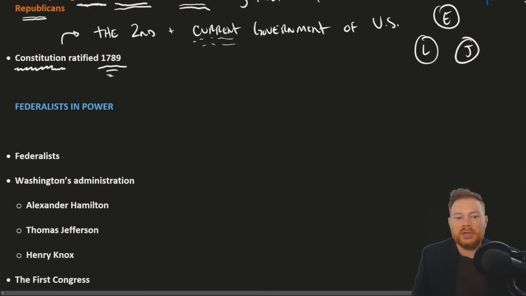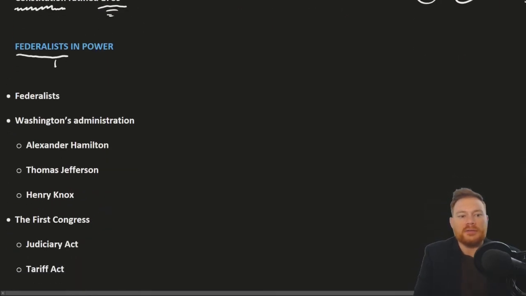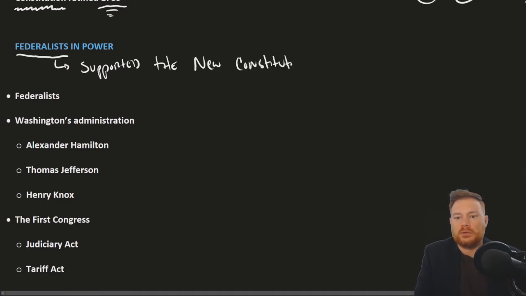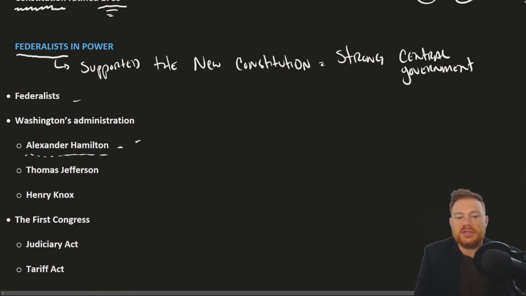Initially, those who were in power were the Federalists. Now, recall that the Federalists were the ones who supported the new Constitution. They very much want a strong central government. And really the chief Federalist, so to speak, is Alexander Hamilton. We're going to call him not only Secretary of Treasury, because that's what he served as in Washington's administration. Washington, of course, is the first president of the United States. And as president, he chose the first presidential cabinet. That's kind of like his inner circle. Alexander Hamilton was chosen as Secretary of Treasury.